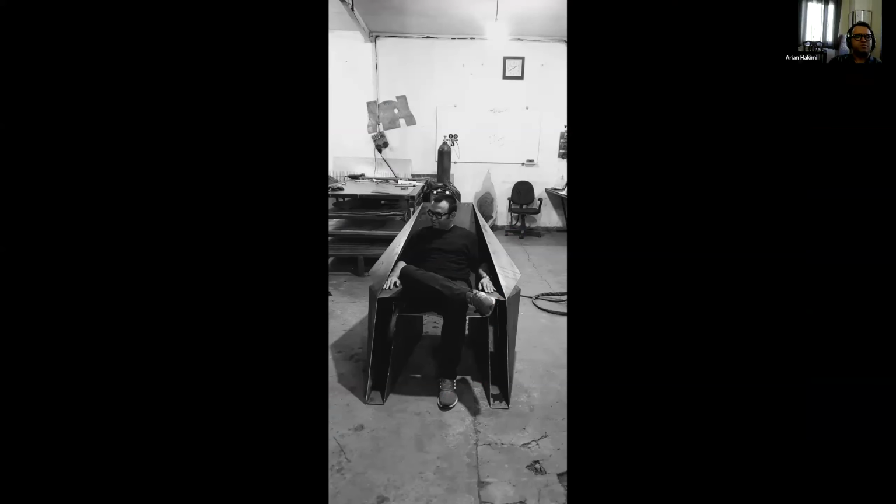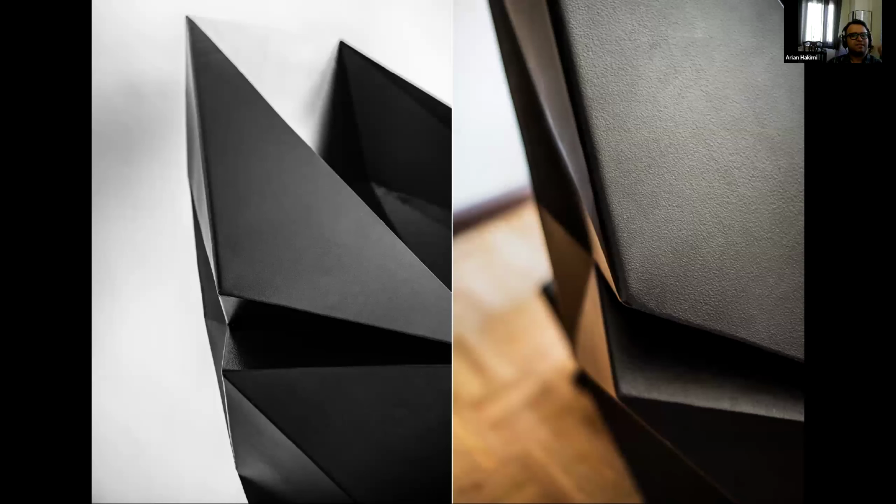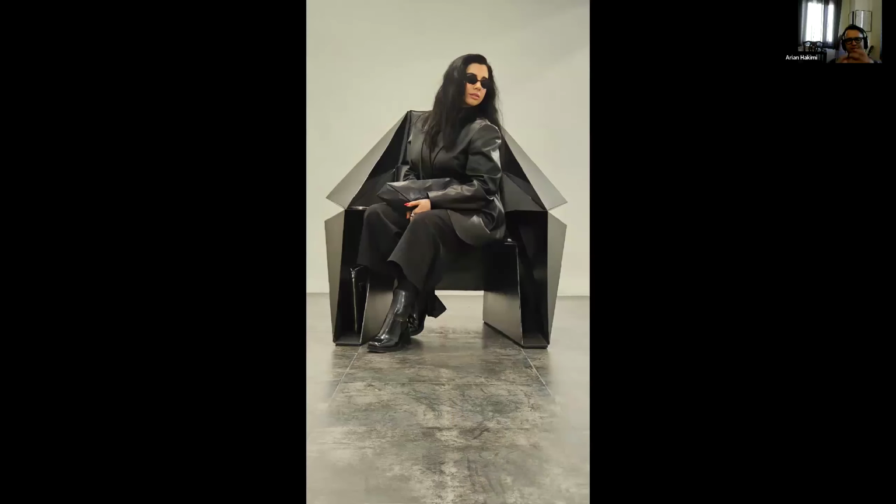Because again, we localized the dimensions based on the typical height of Iranian people, it's very, very comfortable. And by coating it with oven powder, it gives it a folded, leathery look. And that's how it looks. It has a very strong presence in every place that you put it.